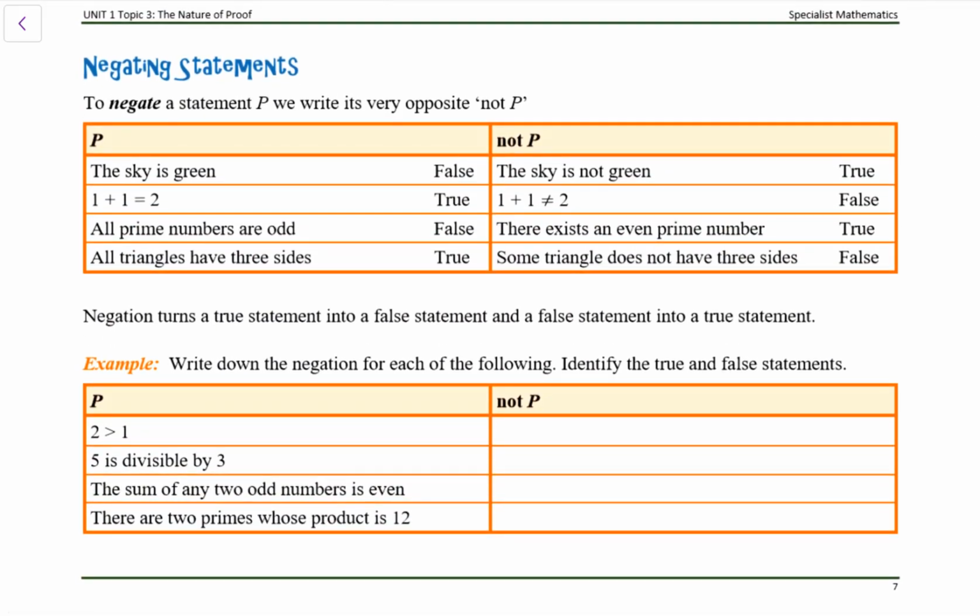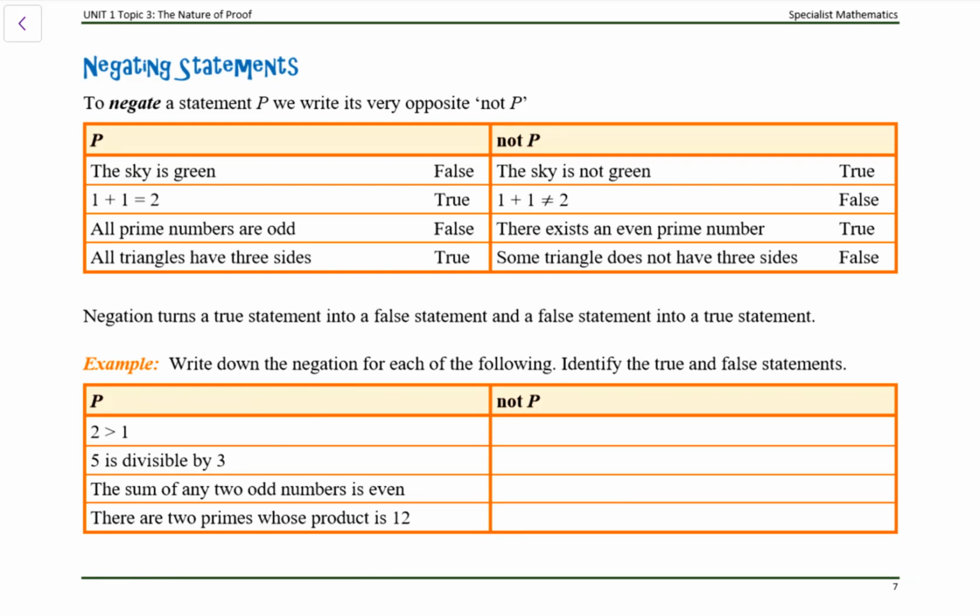Negating statements. To negate a statement, P, we write its very opposite, so not P. Okay, so negate it, the opposite of it. So if I've got the sky is green, that's a false statement. The negation of that would be the sky is not green, which would be true. 1 plus 1 equals 2, that's true. To negate that statement, we'd say 1 plus 1 doesn't equal 2, which would be false.